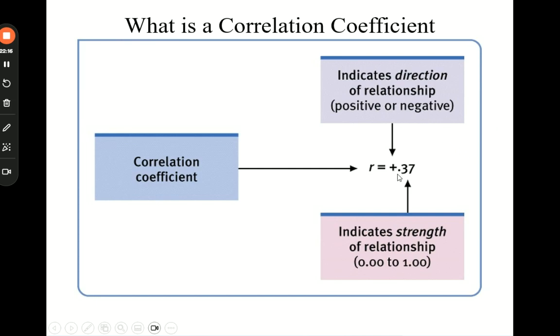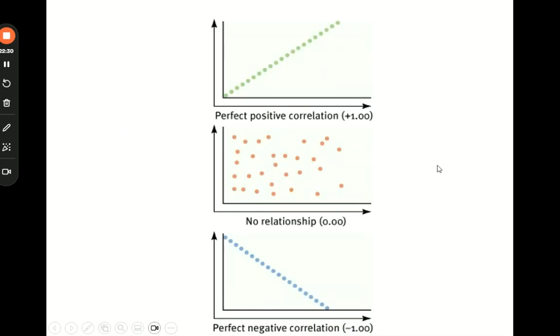Okay, so 0.37 means that there is a weak positive correlation between two things. 0 means there is no relationship. 1 means there is a perfect relationship. So here is a perfect positive correlation. It means one thing goes up and the other thing goes up. Here is a negative correlation. Notice that a positive correlation has a positive slope and a negative correlation has a negative slope.